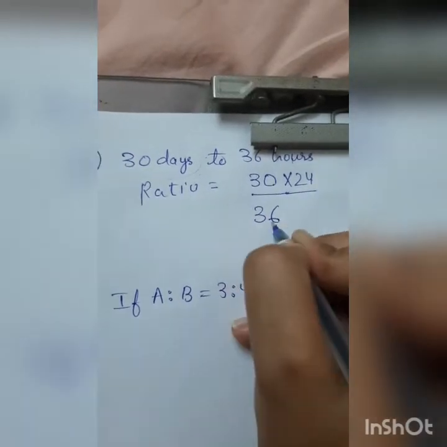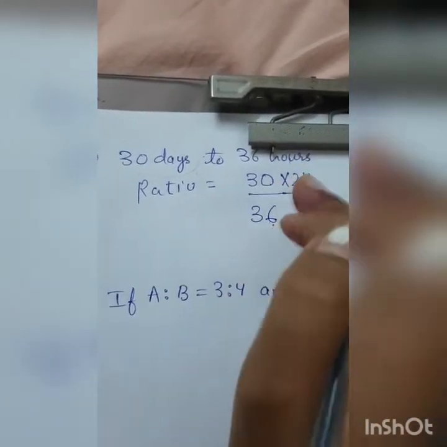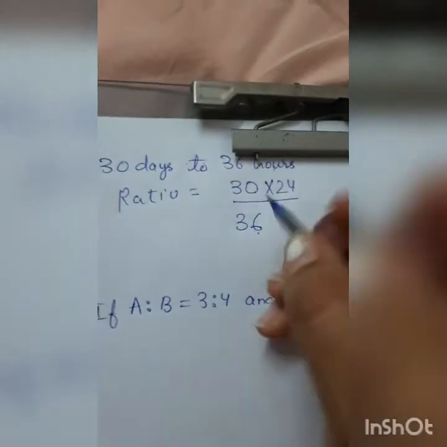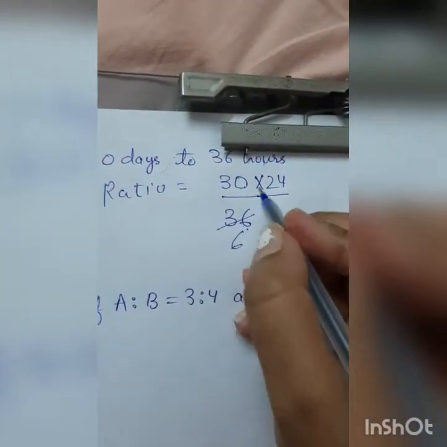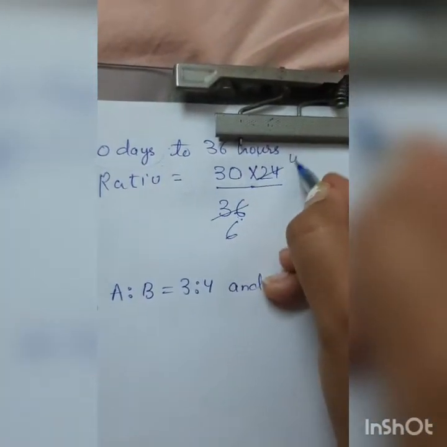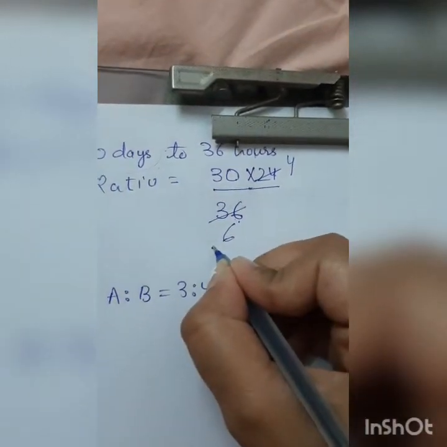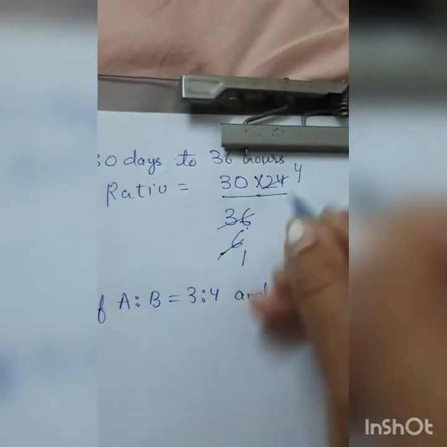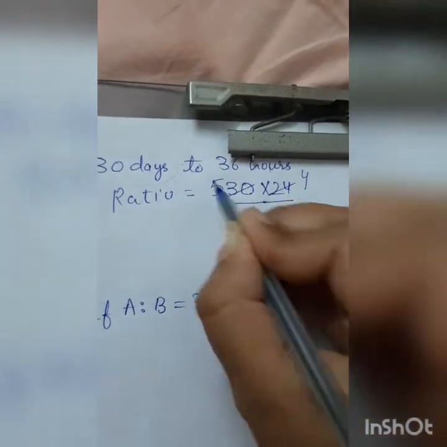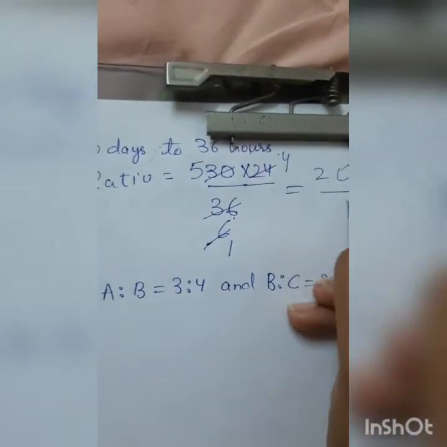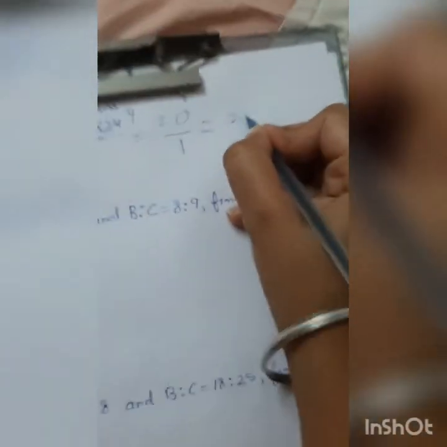Now this is also in hours, this is also in hours, both quantities are in hours. I can cancel with the table of 6. How? 6 6s are 36 and 6 4s are 24. Now with the table of 2, or let me do like this, 6 1s are 6, 6 5s are 30. अब ऊपर क्या है, 5 4s are 20, नीचे क्या है सिर्फ 1. इसको हम कैसे लिख सकते हैं, 20:1. Okay, this is my answer.